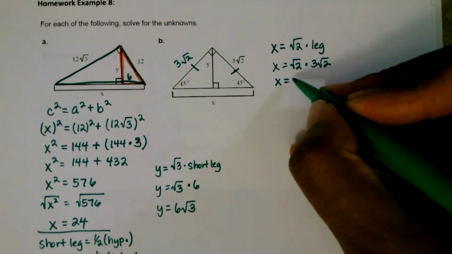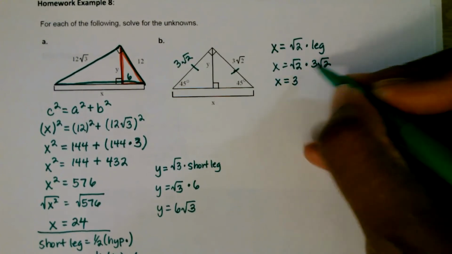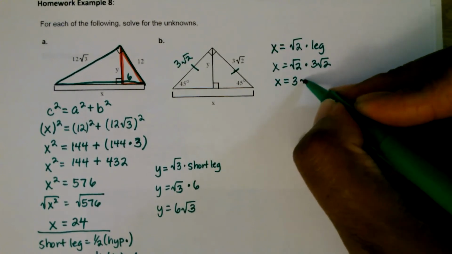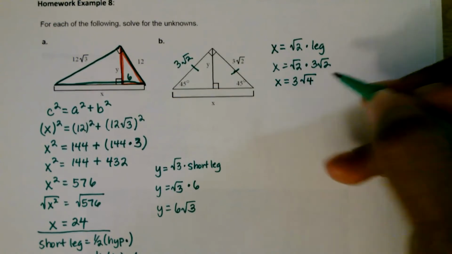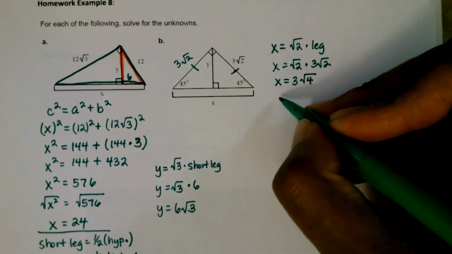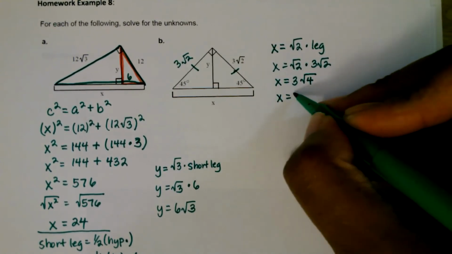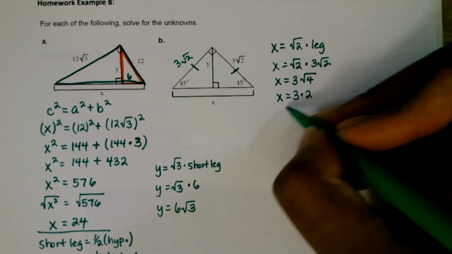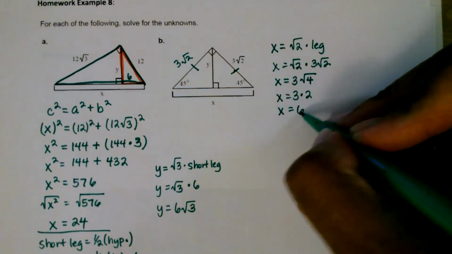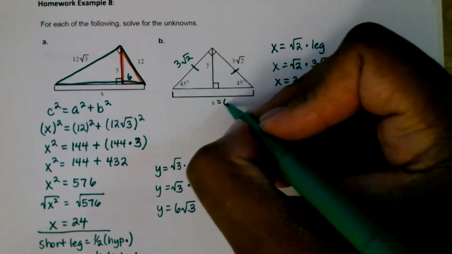Now I'm going to work this out, bring down the 3. The square root of 2 times the square root of 2, I can simplify what's underneath that radical. That's going to be 4. And the square root of 4 is 2, so I have 3 times 2, which is 6. So x in this case will be 6.